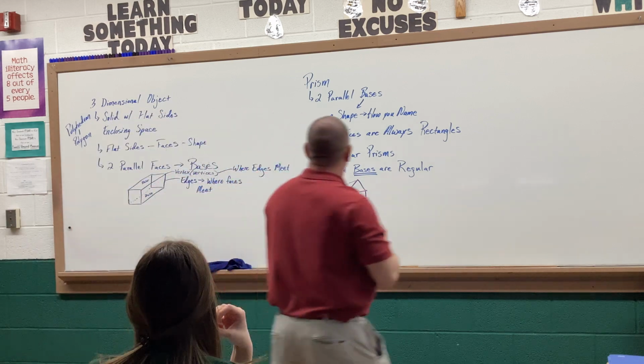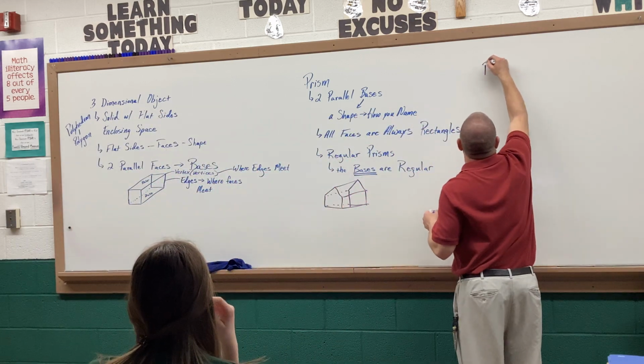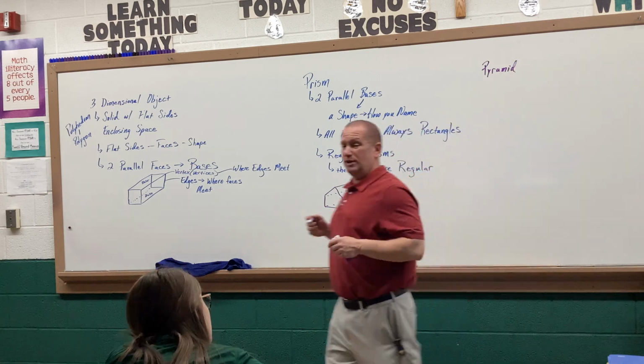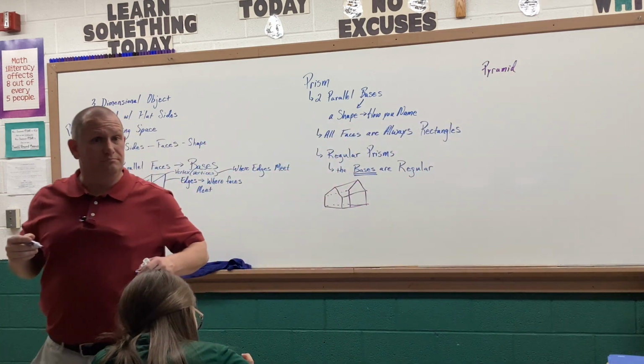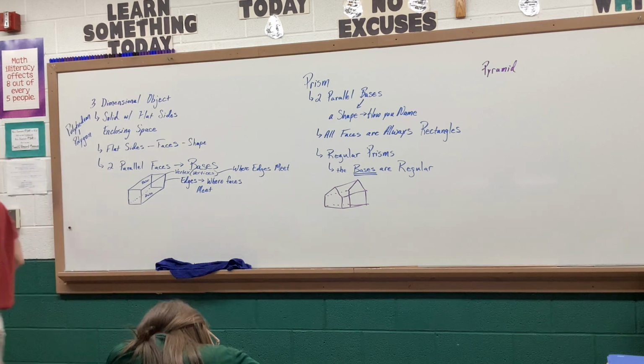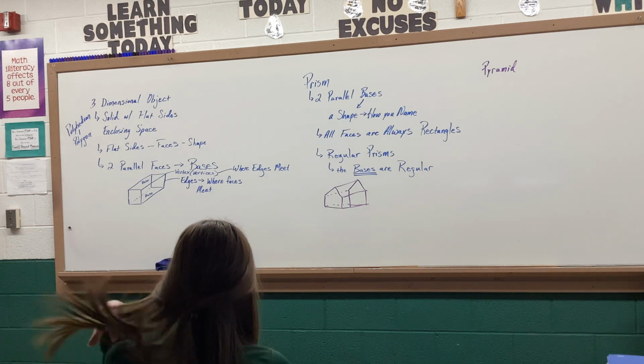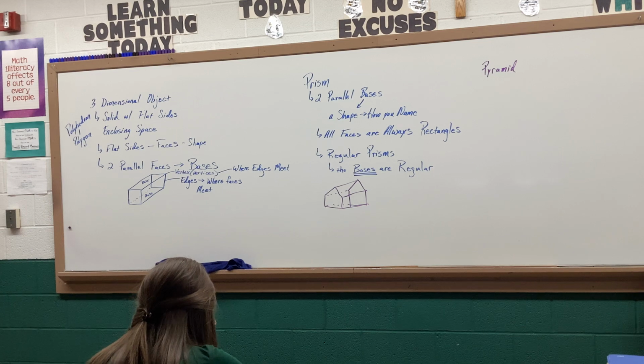Okay, so then we get into a pyramid. What's the difference between a pyramid and a prism? It doesn't have two bases. There's no rectangle, multiple different shapes. It has the same amount of sides, but only one base. It doesn't have parallel faces.